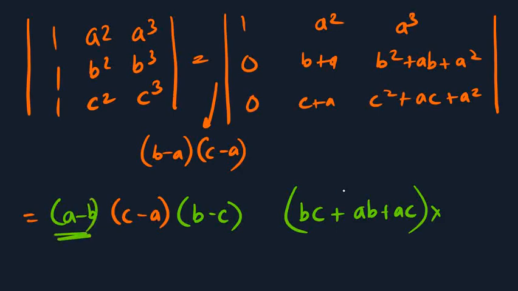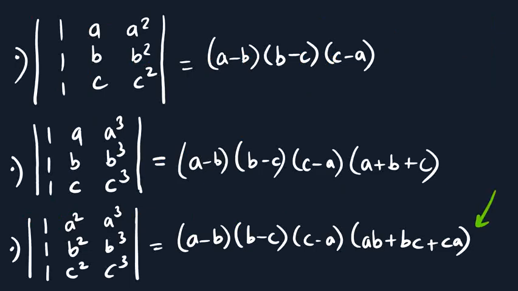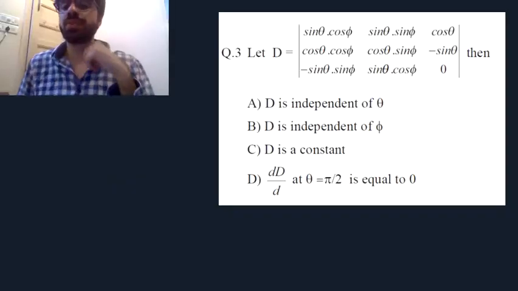So we have a minus b into b minus c into c minus a into ab plus bc plus ac as the final expansion for this determinant. And yeah, that's how we are deriving this particular result. In a similar way, you can derive this as well as this result. So with that, let's go ahead with our third question.